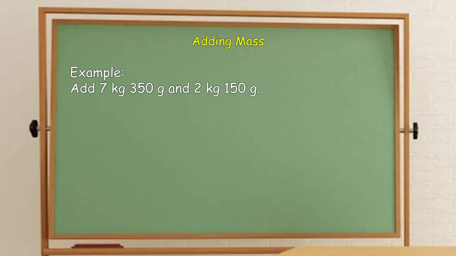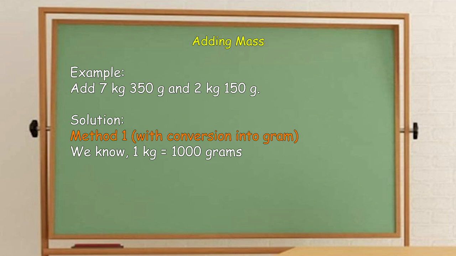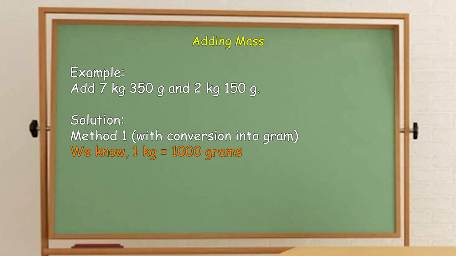Let's dive into how to add mass. Very simple. For our first example, we're going to add 7 kilograms, 350 grams, plus 2 kilograms and 150 grams. Looking at that problem, you would notice that we have 2 units of mass each. Okay, so we're working with kilograms and grams. To do this, we're going to look at a method called the conversion method, whereby we convert all the units of mass into one unit, which is gram. We know, boys and girls, that 1 kilogram is equivalent to 1,000 grams. With that in mind, let's begin by converting the first one, or the first units, into grams.